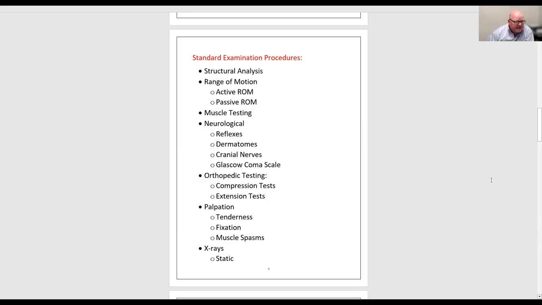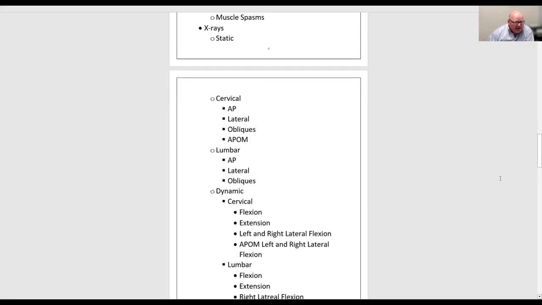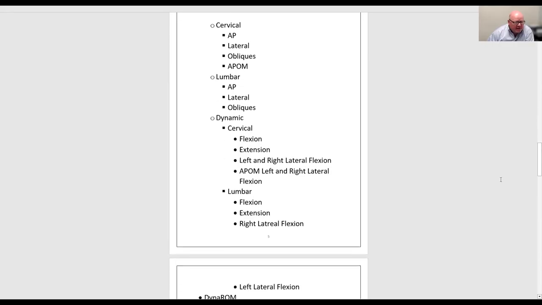Standard examination procedures from structural to active and passive range of motion, muscle testing, neurological testing from reflex dermatomes, cranial nerves, orthopedic testing, palpation, tenderness, fixation, muscle spasms. And then the x-rays, we'll pay attention to static and dynamic, with dynamic being much more important. So we'll make sure we have those done and documented properly.